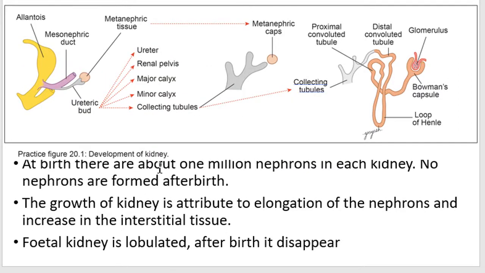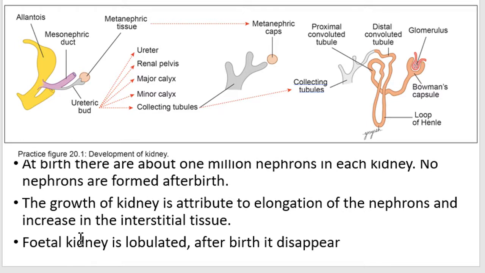So at birth there are around 1 million nephrons in each kidney. No nephron is formed after birth. Nephrons are formed until birth, and after birth the growth of the kidney is attributed to the elongation of the nephrons and an increase in the interstitial tissue of the kidney.